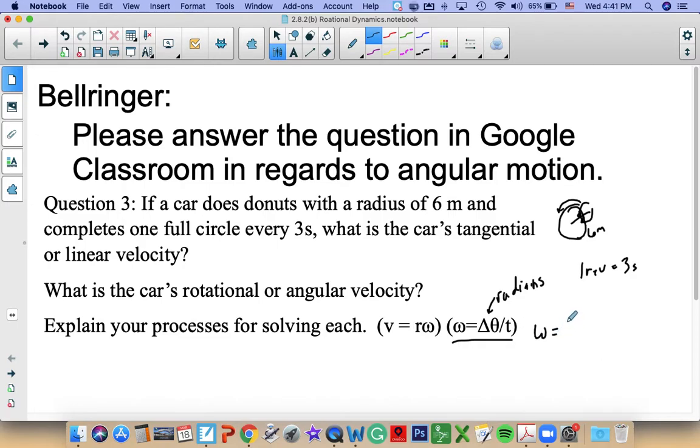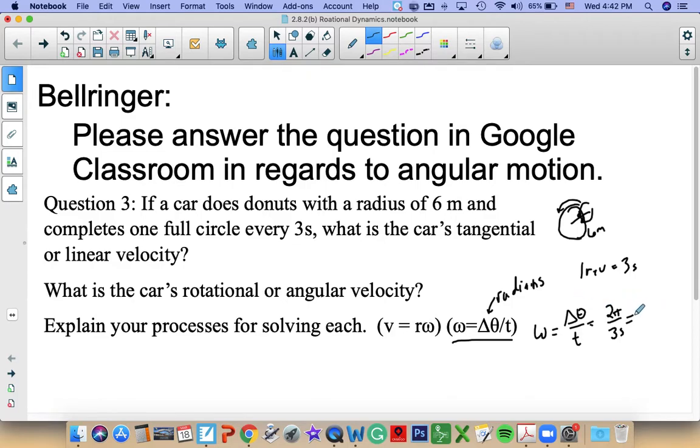So we have our change in angle over time. We're going around one full circle every 3 seconds. What would that be if we're doing one full circle? That's 2 pi every 3 seconds. I would like you to put this in decimals, don't leave it in terms of pi. So take your calculator, 2 times 3.14, or 2 pi, divided by 3, and that's going to give me 2.09.